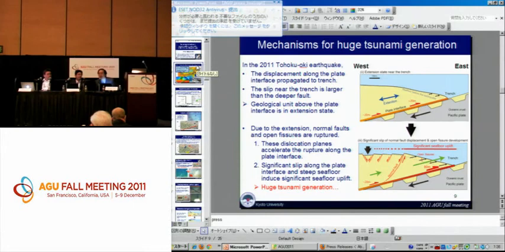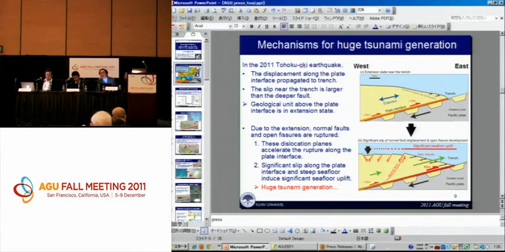I want to add one point: most of the seismic hazard maps are based on past earthquakes. But our recent results show that it's really important to understand the physics, the reason why the earthquake occurred. So I think it's quite important to collect different information, such as the physical properties of the rupture zone, so we can make a long-term prediction.